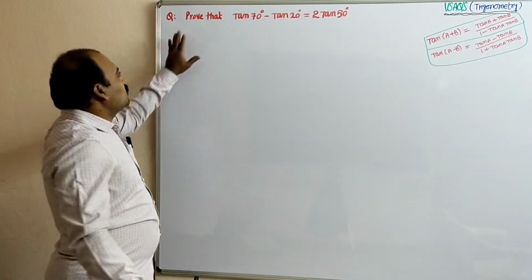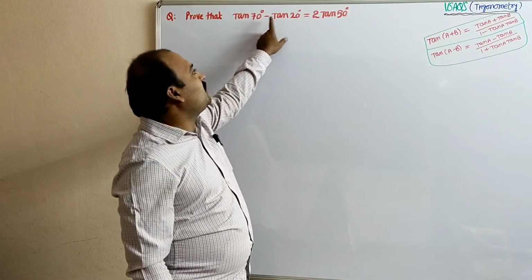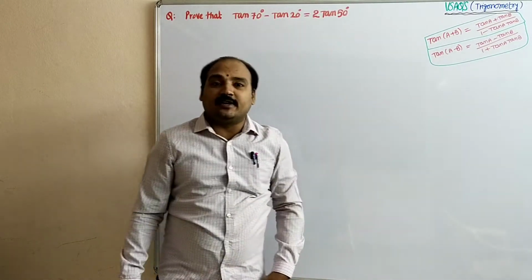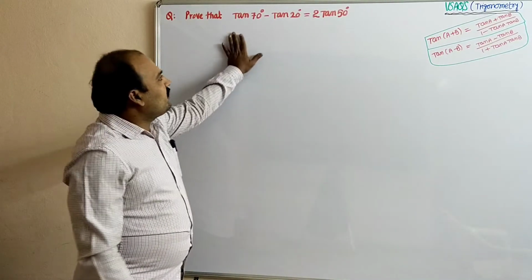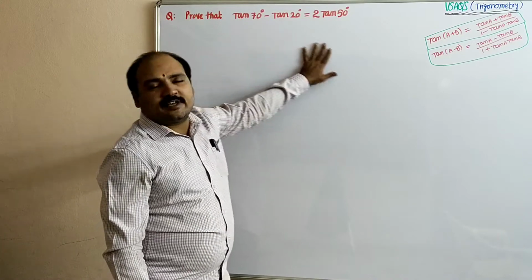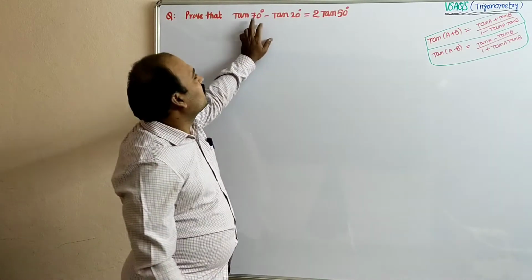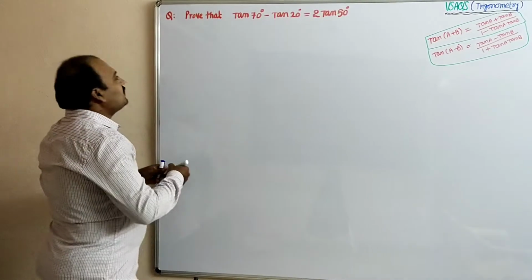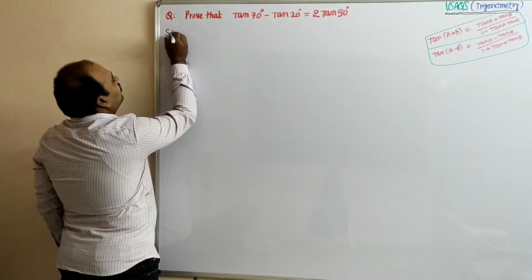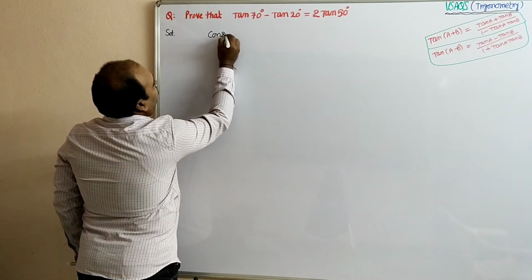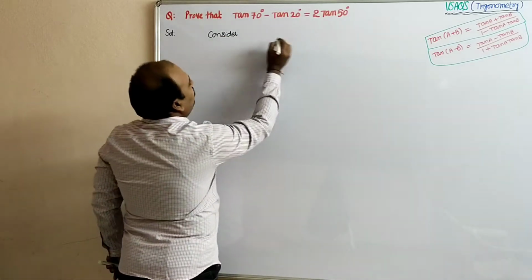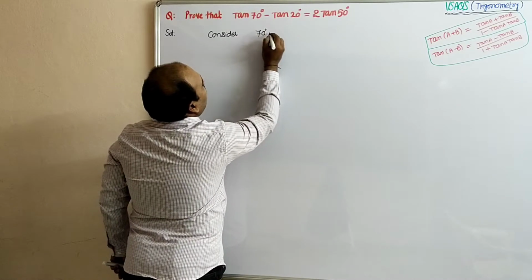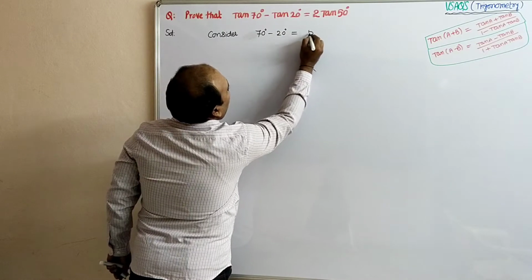Listen carefully. First question: prove that tan 70 minus tan 20 equal to 2 into tan 50 degrees. Observing the LHS, tan 70 minus tan 20, 70 minus 20 you have to consider separately. That value equals 50 only, no? So in the solution step, consider 70 minus 20 is equal to 50. That we know.